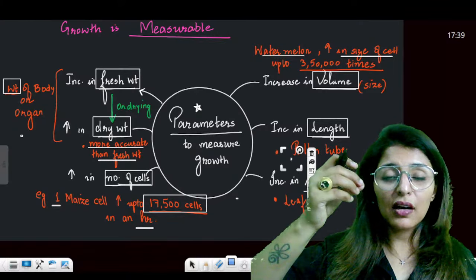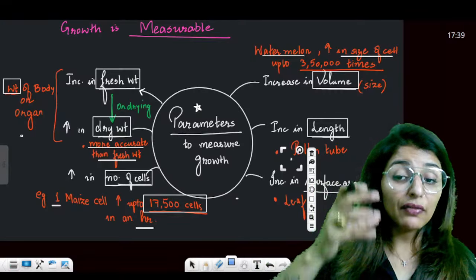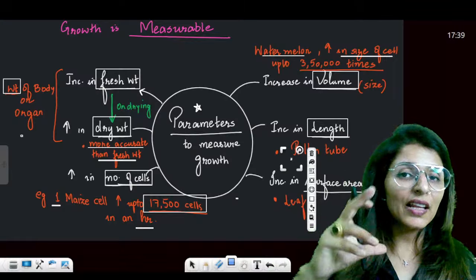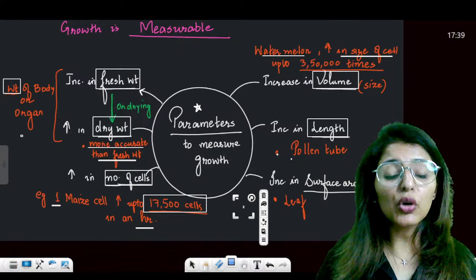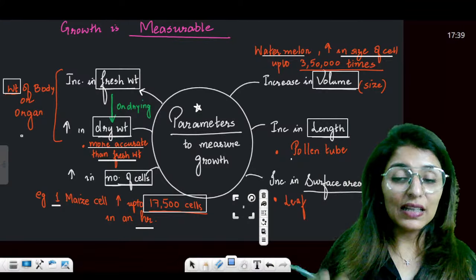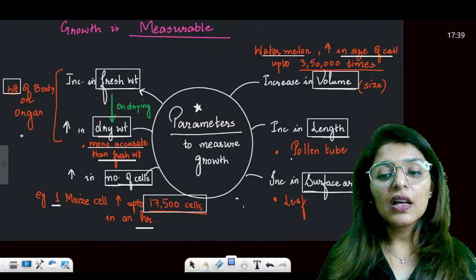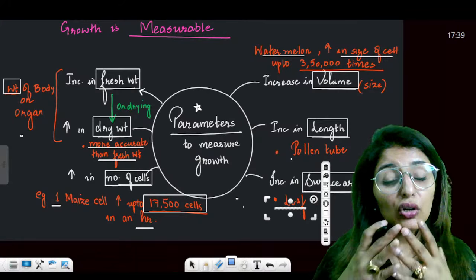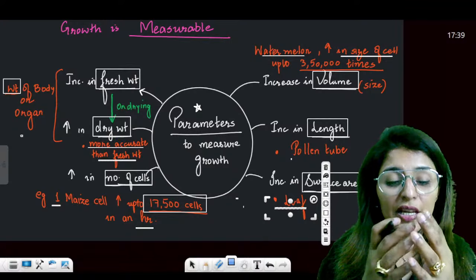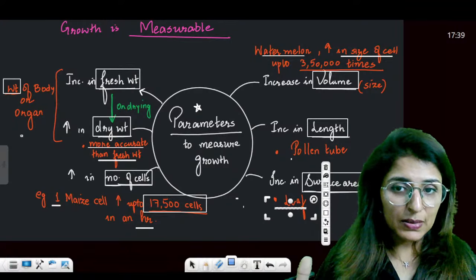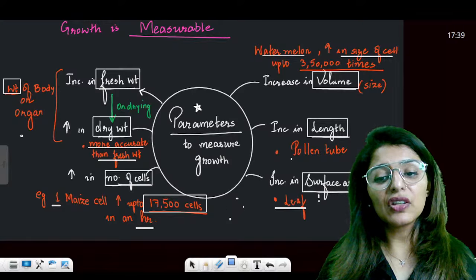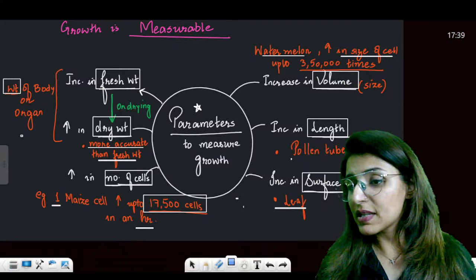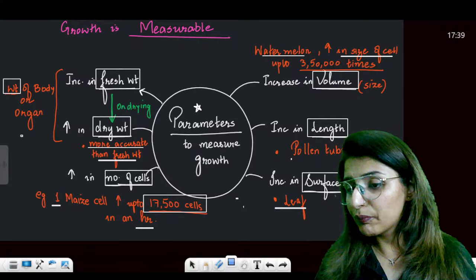So whenever we are trying to see if the pollen tube has grown or not, what do we measure? We measure the length of the pollen tube. So pollen tube shows growth in terms of increase in length. And then surface area is used as a parameter for studying the growth in the leaf. So we always see how much broad it has become. So in leaf, we use the surface area. Please tell me that all these points are clear to you.